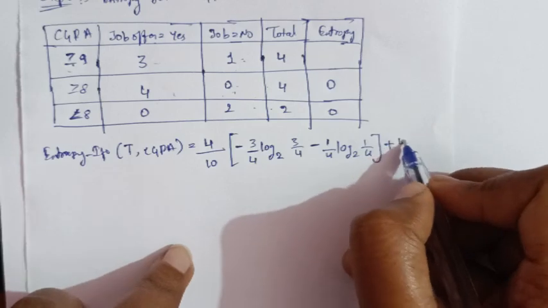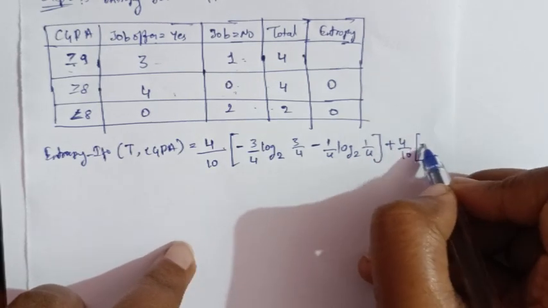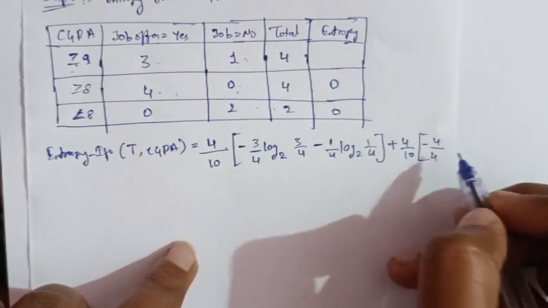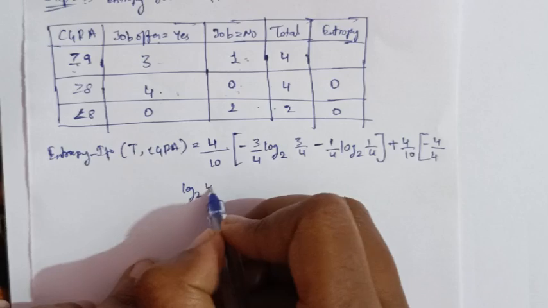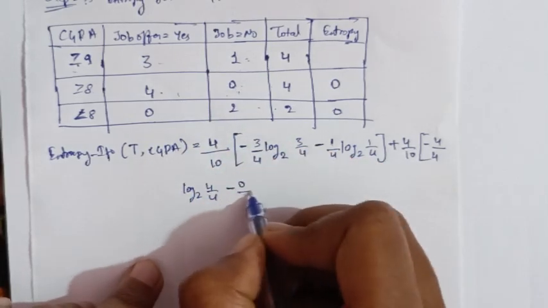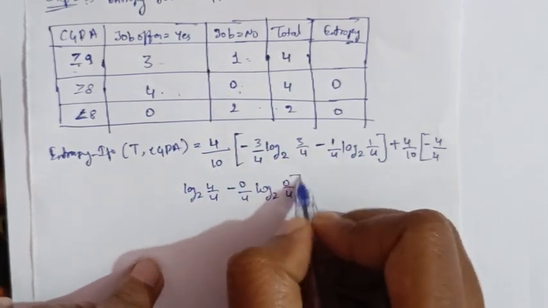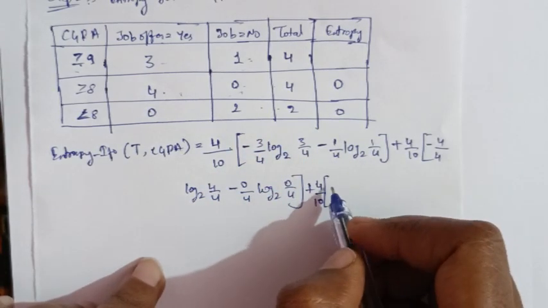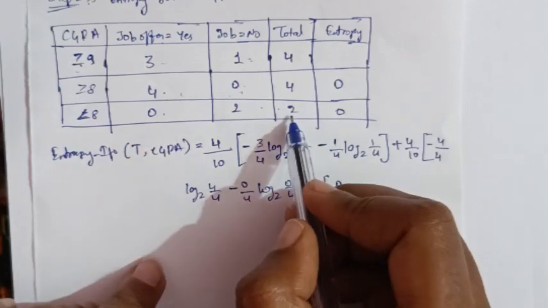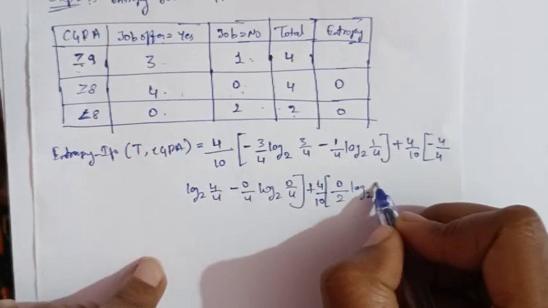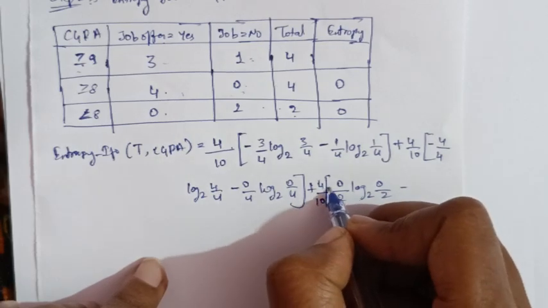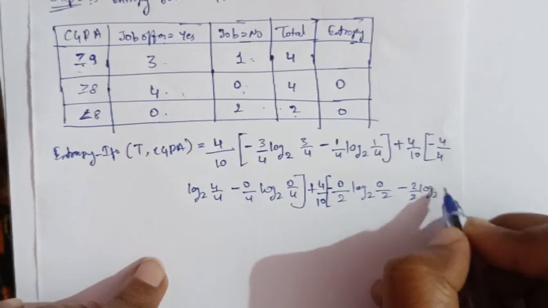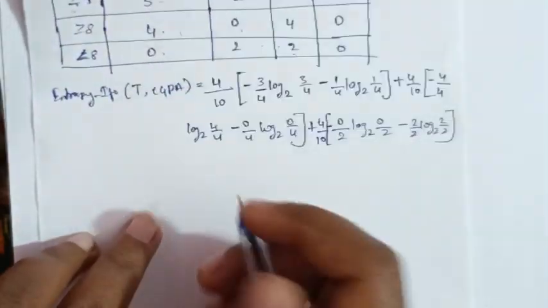Again we take 4 divided by 10, minus again, and for this 4 divided by 4, log 2 of 4 by 4, again minus, and 0 divided by 4, log 2 of 0 divided by 4. Plus again, 4 by 10 again, and now we have 0 here: 0 by total 2, log 2 of 0 by 2, minus, and it is no is 2 by 2, log 2 of 2 by 2. Now we have to calculate it.